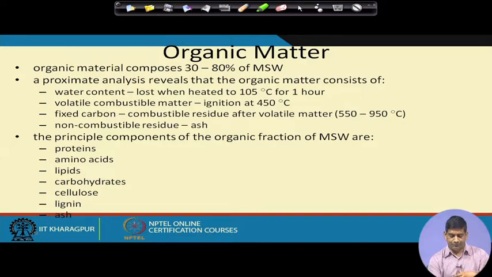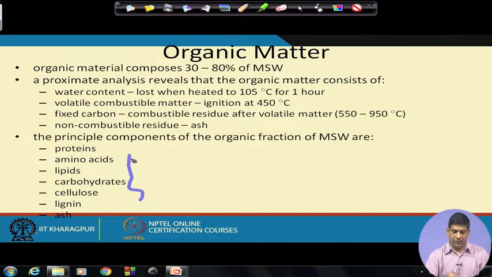Then, what are the principal components of the organic fraction? We have proteins, amino acids, lipids, carbohydrates, cellulose, lignin. So, these are all the different materials, the components present in MSW. These are the components which are available in the MSW.